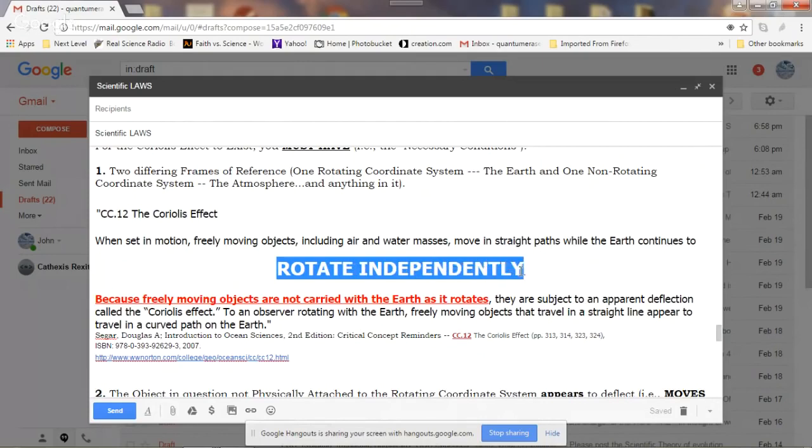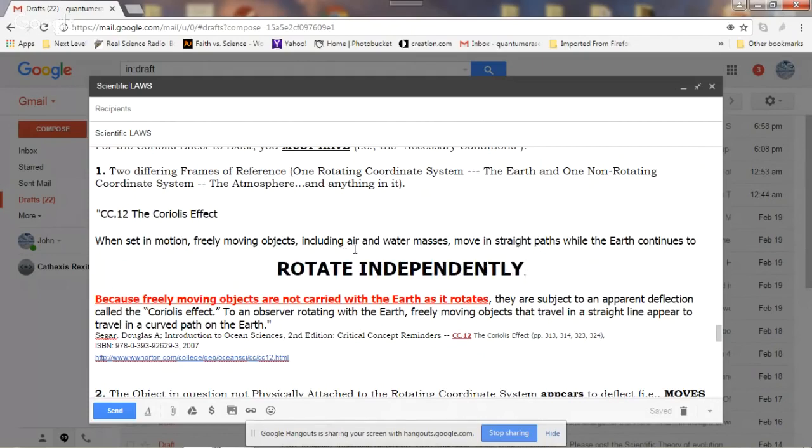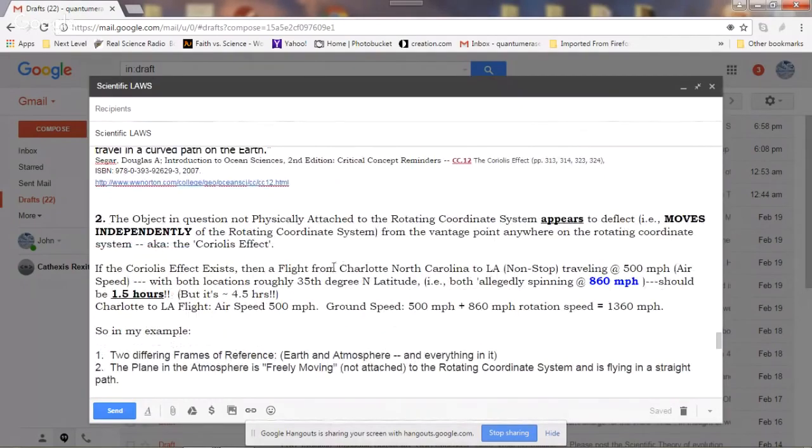So it's rotate independently. Basically, what they're saying here is anything not tethered to the Earth is independent of the rotating Earth. In their scenario, the Earth's rotating. However, anything not tethered to that Earth is separate from that rotating frame of reference. That's why they expound and say, well, we have the Coriolis effect. Well, no, they don't. And we're going to show you why. It should be that way, because if the Earth is spinning, then the Coriolis effect should exist with respect to the Earth.